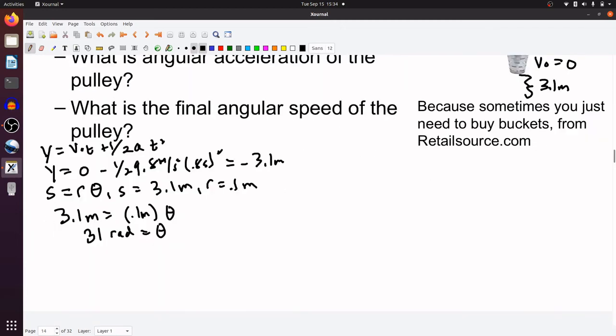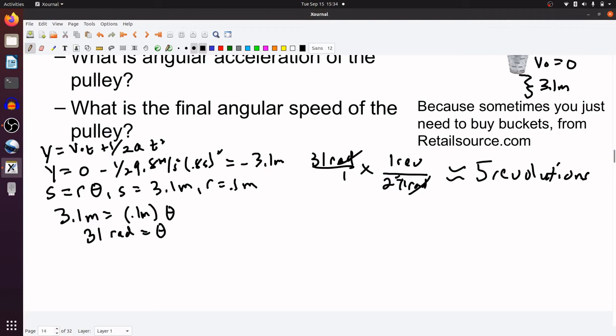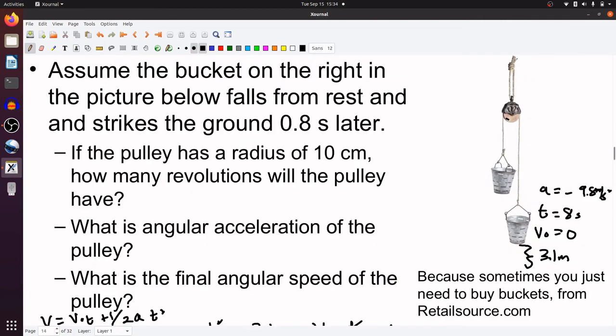So now I need to figure out revolutions. How do I do that? Let's come back up here. I take my 31 radians, and I know that for every 1 revolution there are 2 pi radians. So I'm going to divide 31 by 6.28, close enough, and that gives me around 5. I chose that problem to give an exact answer. All right, so the pulley will go through 5 revolutions. So we know that now.